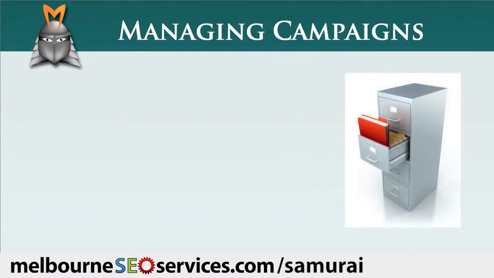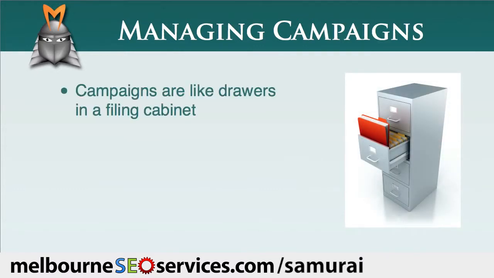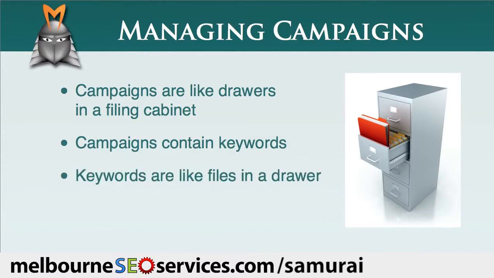You can think of each campaign as a drawer in a filing cabinet. Each campaign contains a collection of keywords. So in the filing cabinet analogy, each keyword you are tracking is like a file inside your filing cabinet. By keeping related keywords in different campaigns, you can keep them organized and manage them as a group.